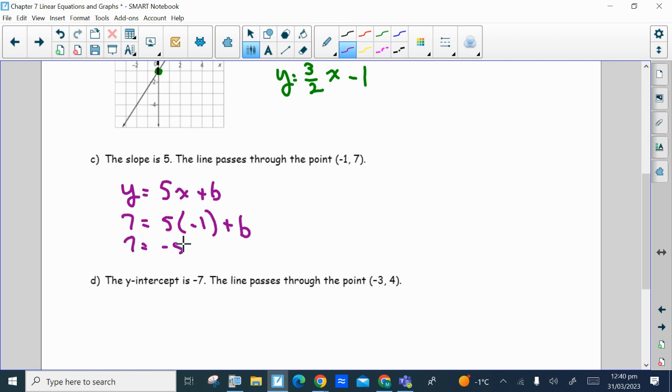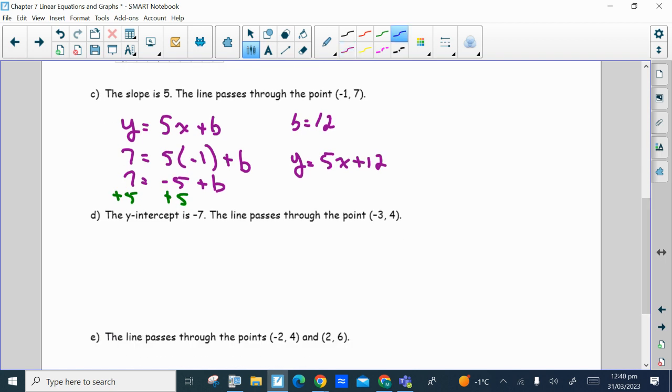5 times -1 is -5. To get the b by itself, we would add 5 to both sides. Because it's a -5 on the right side, the opposite of subtracting 5 is adding 5. So we'll add 5 to both sides, and then we can say b is, 7 plus 5 is 12. So now we know what b, our y-intercept, is. That's the piece we were missing to write our equation. So it'll be y equals 5x plus 12. Now we have the equation.